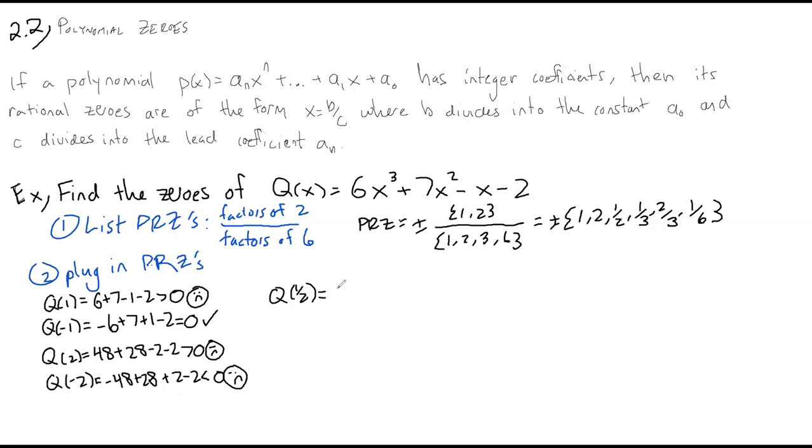Q of a half, so that's going to be 6 over 8 plus 7 over 4 minus a half minus 2. So if I work that out, that should be, what is that, 3/4 plus 7/4 is 10 over 4 minus 2 over 4. I don't think that one works.